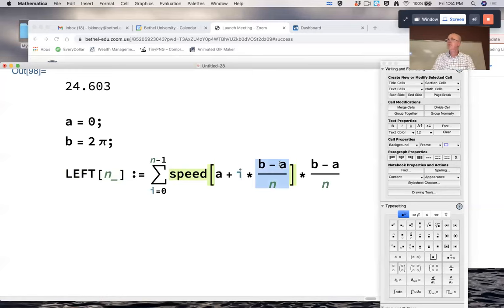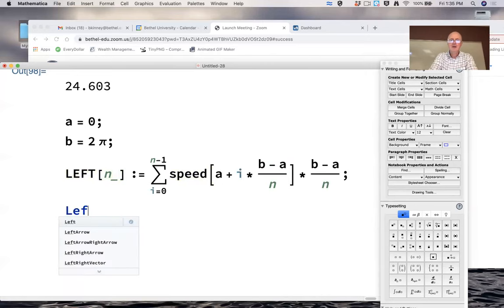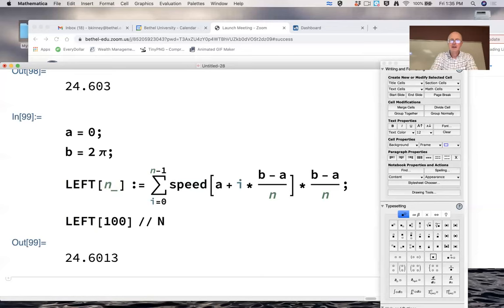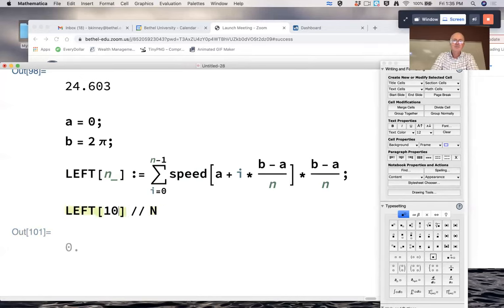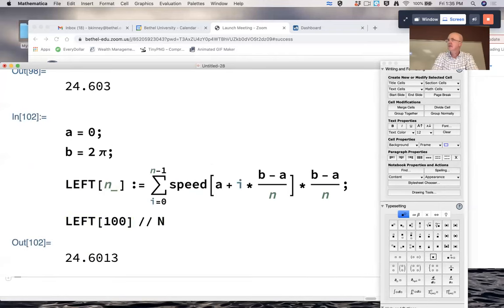That's a left-hand sum. If I enter it and use it, say with n equal to 100, I get about 24.6, just like I should. If I use a smaller value of n, I don't get so close. But the larger n is, the closer I get. Oops, typo. Get rid of that for the moment.